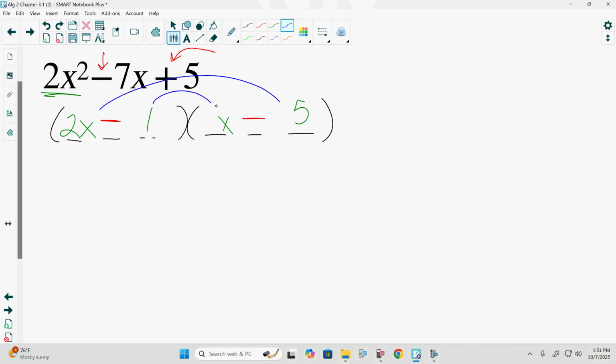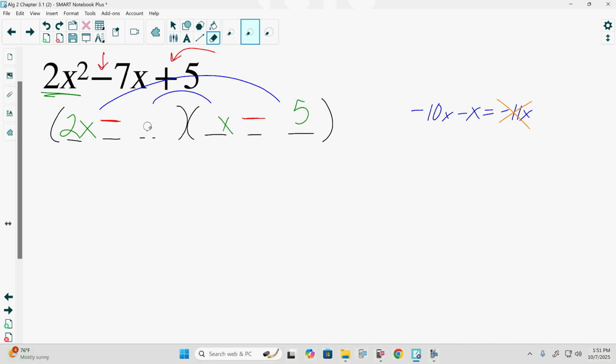Because it doesn't matter, we just need to get a place to start. There is a correct spot for them. We just need to find it. Now we check this here to make sure this is the correct setup. 2x times negative 5. 2 times negative 5 is negative 10x. Negative 1 times x would be negative x, giving us negative 11x. Is that the middle term we wanted? No.